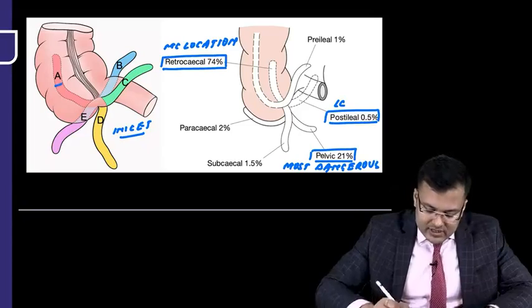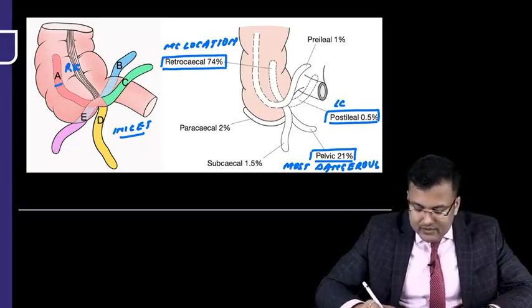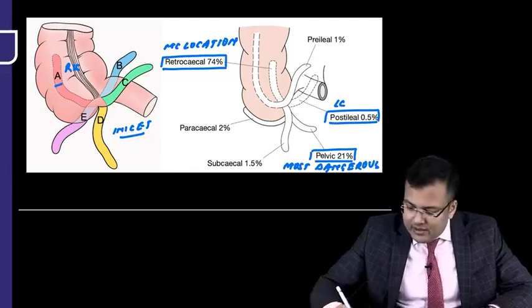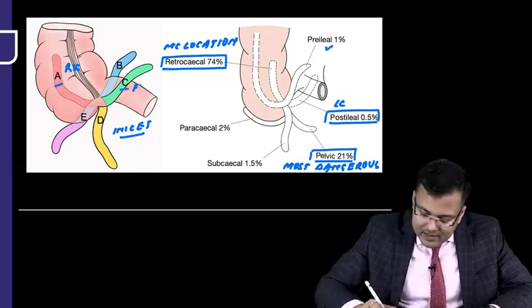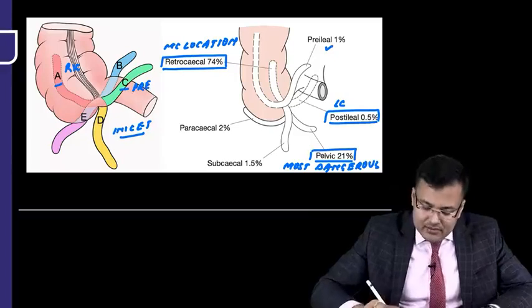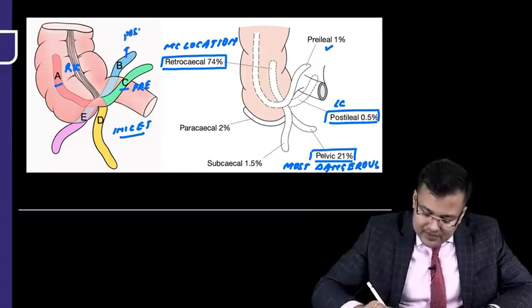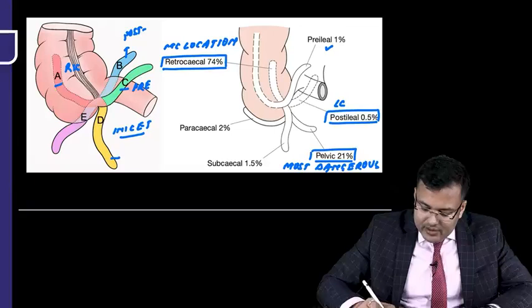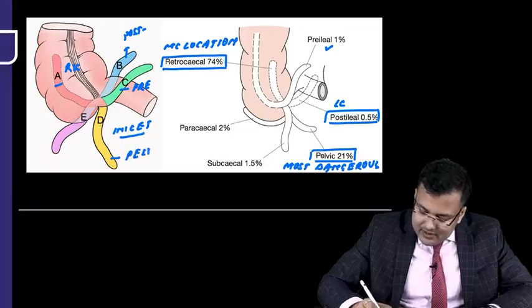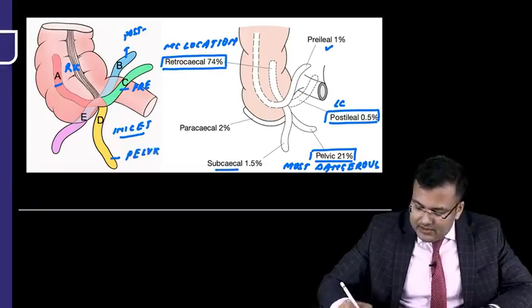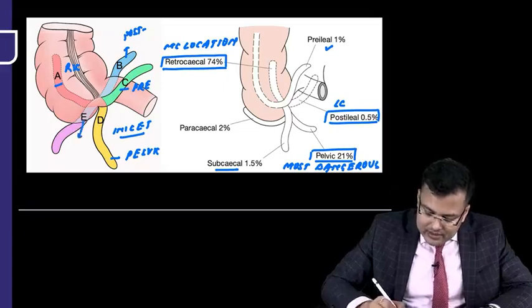So here you can see A, this is retrocecal. C, this is in front of the ileum, so you can see here this is pre-ileal. And B, this is behind the ileum, so this is post-ileal. D, you can see this is pelvic. E is subcecal.